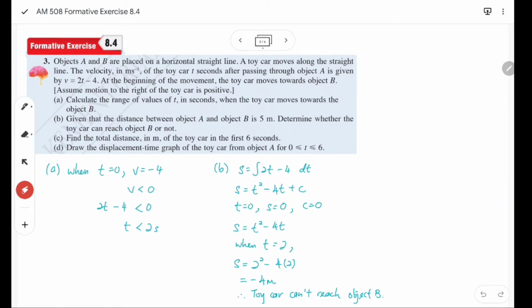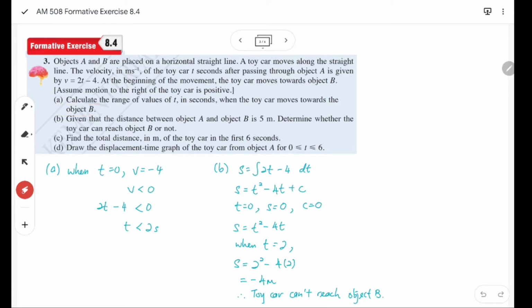At the beginning of the movement, the toy car moves towards object B. Assume motion to the right of the toy car is positive. A. Calculate the range of values of t in seconds when the toy car moves toward object B. So, we need to know where is object B.